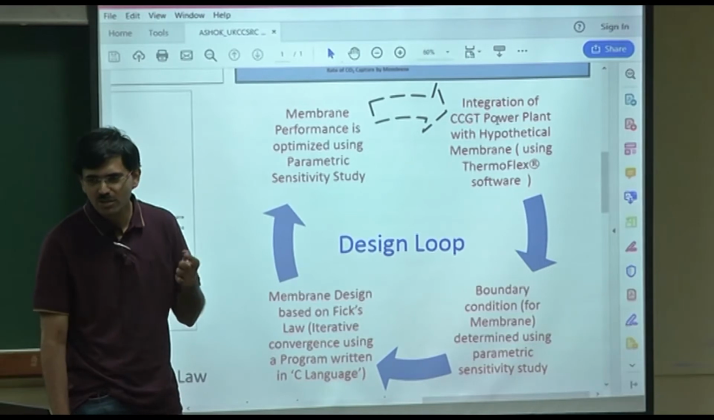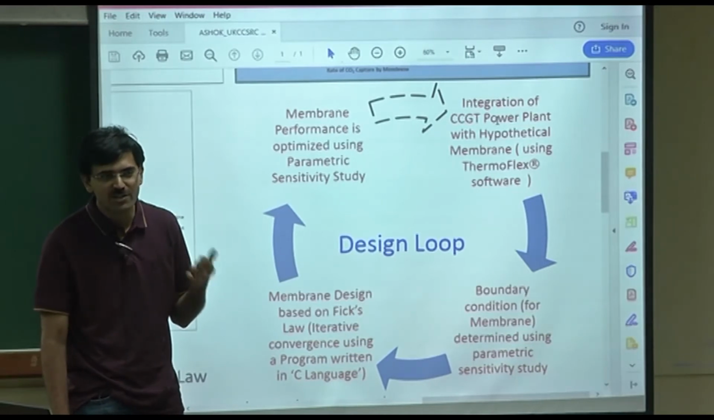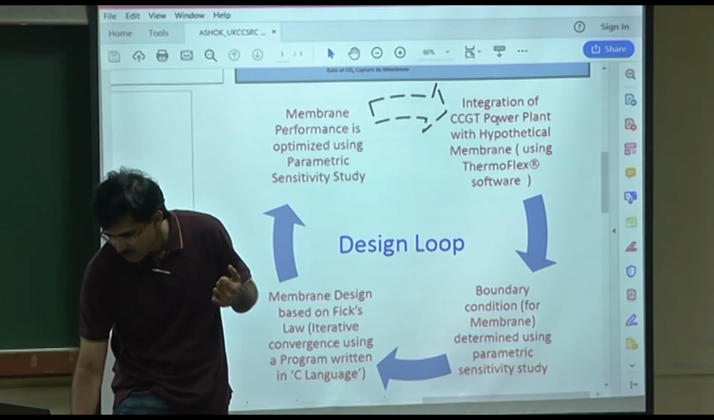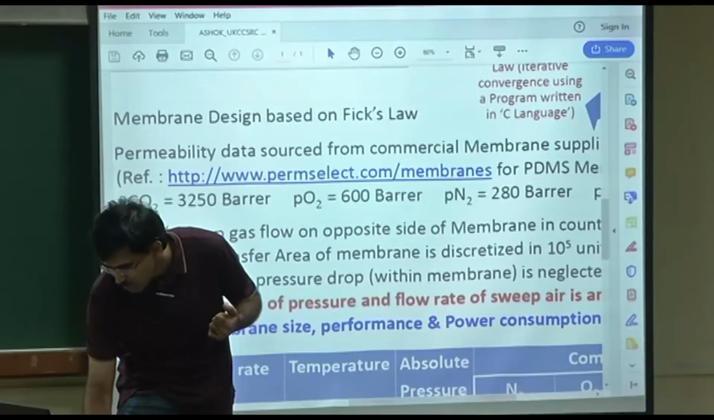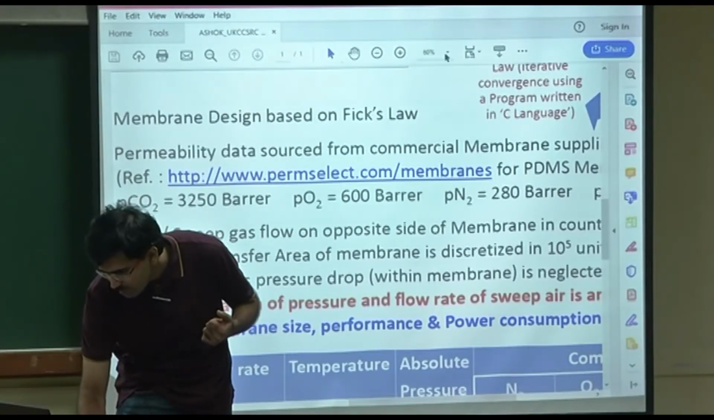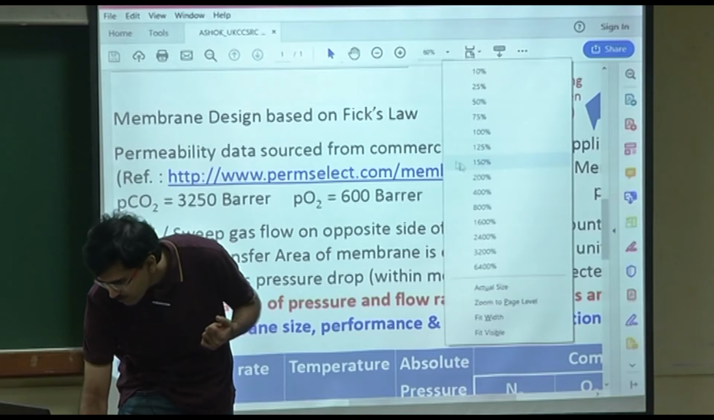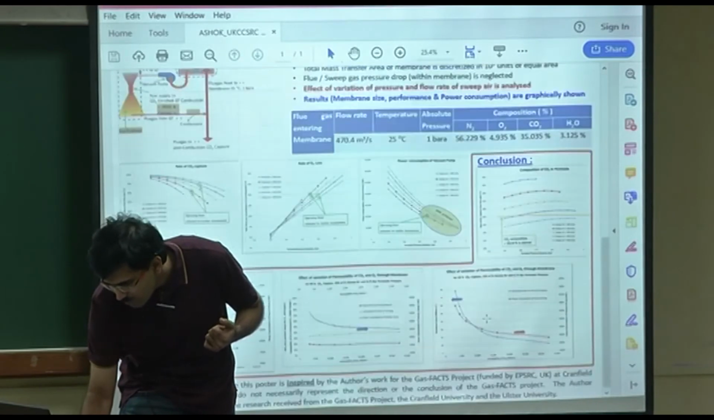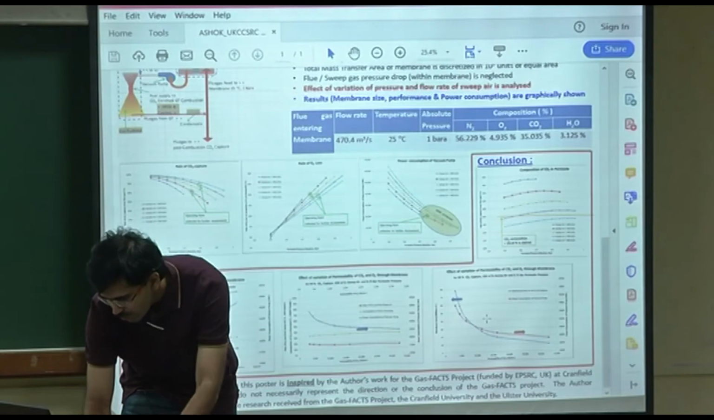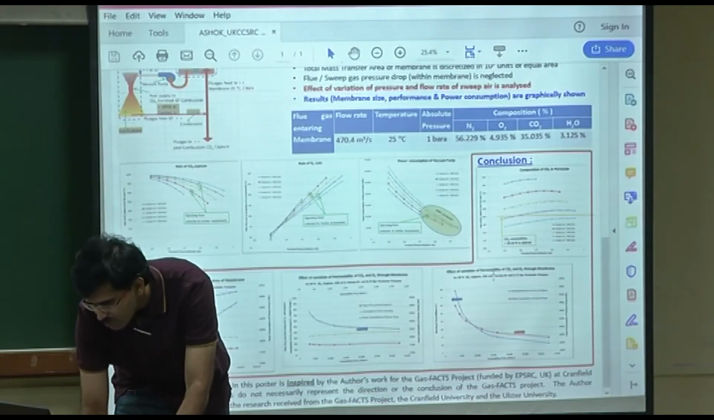So I had used this Alstom GT26 for these simulations, and likewise, okay, now I can just go to the full size. Yes. Okay. This is to be shown.